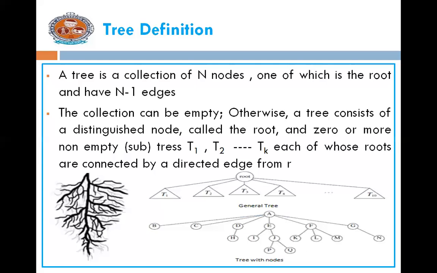Simply, if you want to define a tree, you can say that a tree is a collection of nodes, one of which is the root, and the remaining you will have n minus 1 edges. So simply you can say that a collection of nodes with no cycles is called a tree. The collection can be empty, or otherwise a tree consists of a distinguished node called the root and zero or more non-empty subtrees, that is T1, T2, and so on to Tk, each of whose roots are connected by a direct edge from the root of the tree.